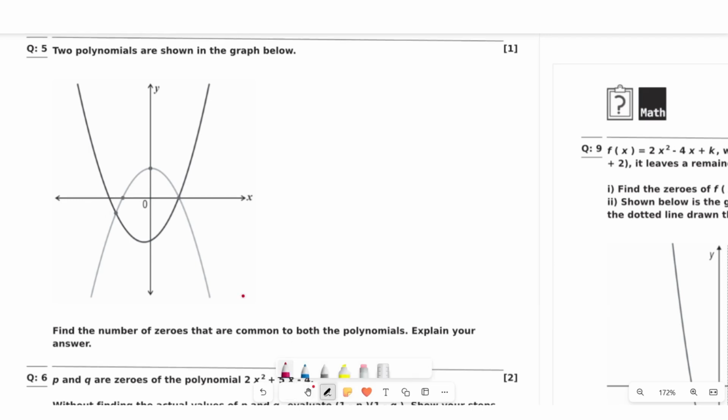But I want the common one. So the common zero is only 1. So the number of zeros that are common to both the polynomials is only 1.